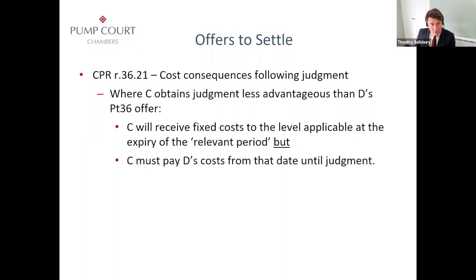CPR 36.21 provides cost consequences following judgment where the claimant obtains judgment less advantageous than the defendant's Part 36 offer. In those cases, the claimant will receive fixed costs to the applicable level at the expiry of the relevant period, but the claimant must pay the defendant's costs from that date until judgment. Worth bearing in mind that even with QOCS in a low value claim, a failure to accept a good Part 36 from the defendant could end up wiping out the claimant's damages.